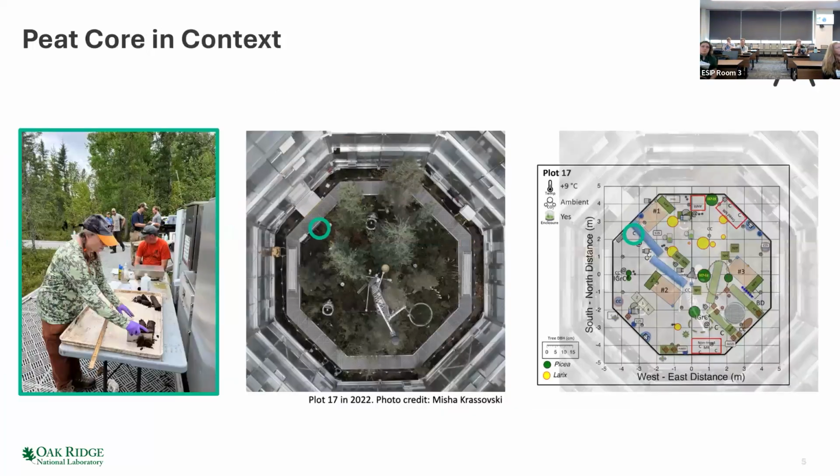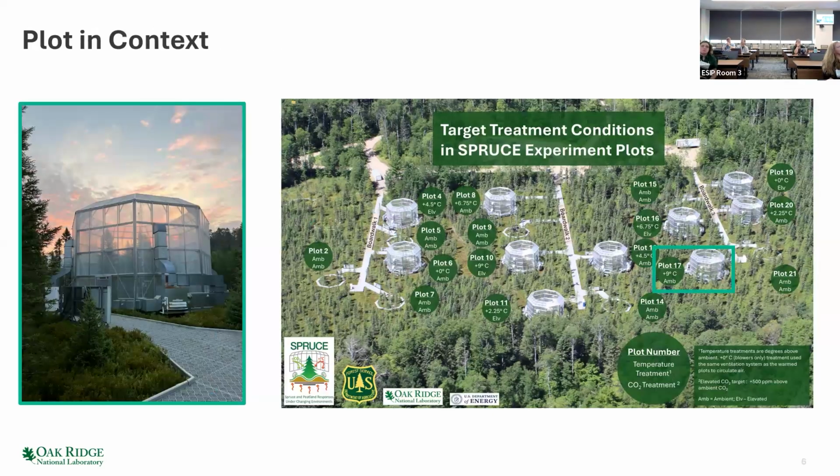Here's a little more context on the location. And there you can see Terry processing the sample. This is plot 17. These are the coordinates where it was collected. We can even overlay exactly where that core was collected inside of plot 17, which is that turquoise circle. Now let's put the plot in context, and it is plot 17.